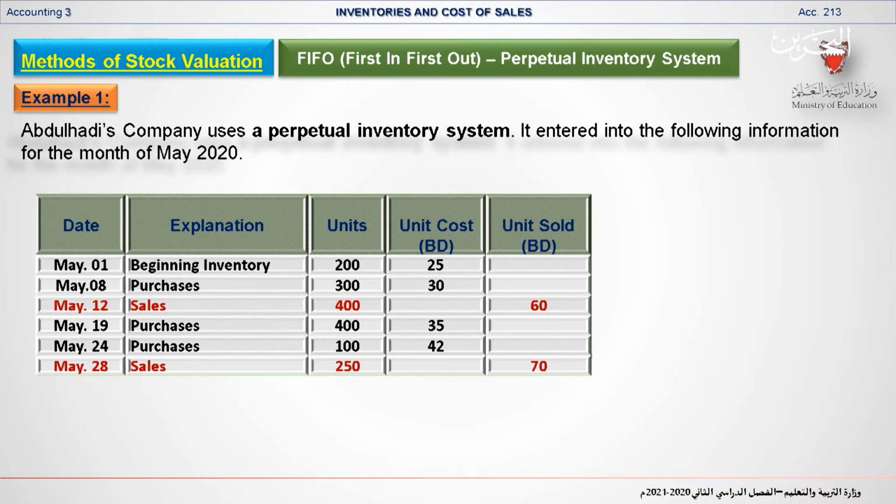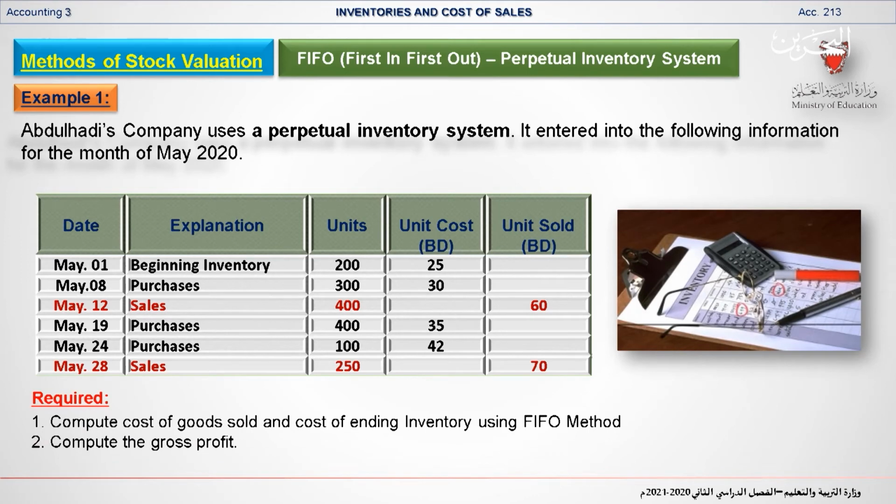Here is the idea behind perpetual inventory system. Every time the company has transactions like in the above table, whether it is sales or purchase, there is going to be an immediate update to the inventory account. For example, when the company purchases inventory, we are going to increase the inventory account. And when the company sells the inventory, we are going to decrease the inventory account. That's why it is called perpetual inventory system. That means we are perpetually or continuously updating the inventory account.